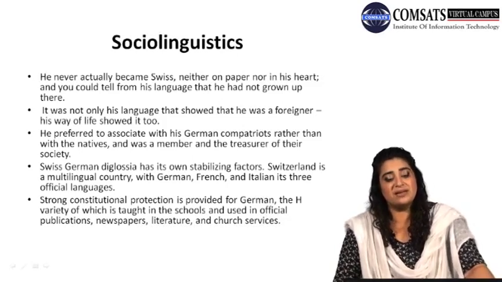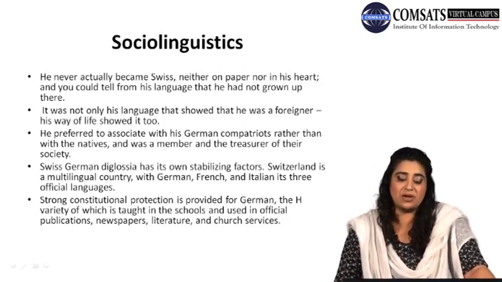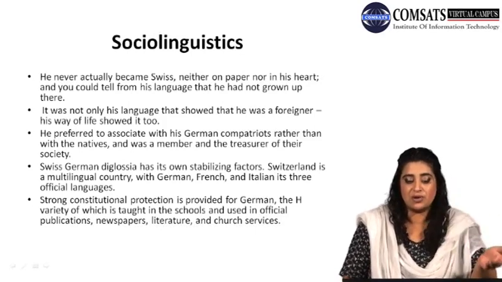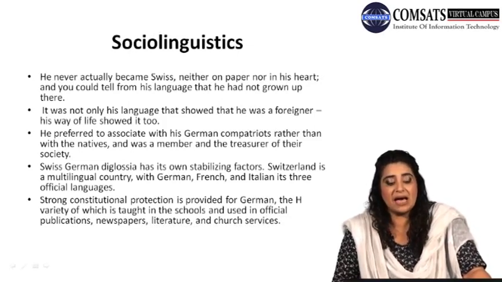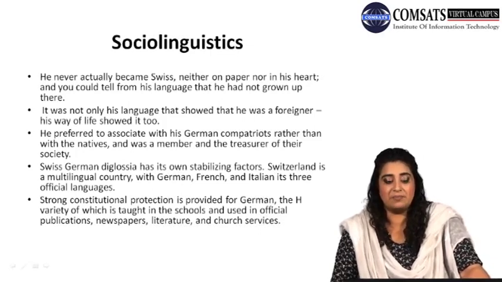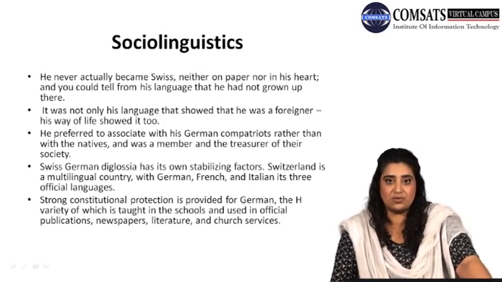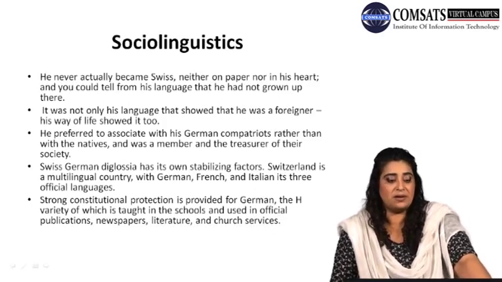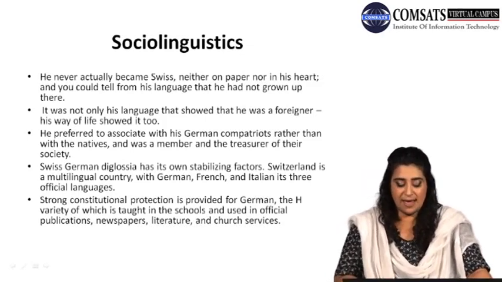Now he preferred to associate with his German compatriots rather than with the natives, and was a member of the treasurers of the German compatriot society. So Swiss-German diglossia has its own stabilizing factors. Switzerland is a multilingual country, and in Switzerland they use German, French, and Italian. These are the 3 official languages used in Switzerland. Like in Pakistan, there are 2 official languages, Urdu and English. The same way in Switzerland, they have German as an official language, French as an official language, and Italian as an official language.